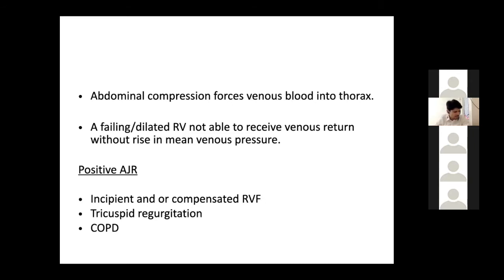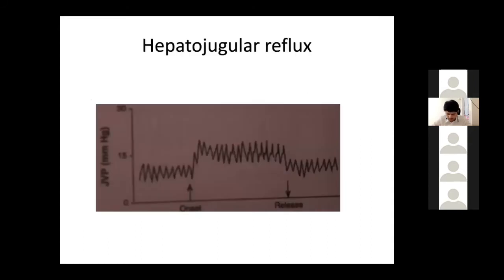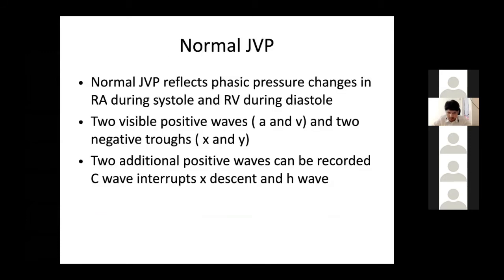One of the important causes is COPD. COPD patients may have some degree of cor pulmonale, and they may have a positive abdominojugular reflux. So this is what I told you. On inspiration, on compressing this, you are able to see this, and on releasing, it becomes normal.